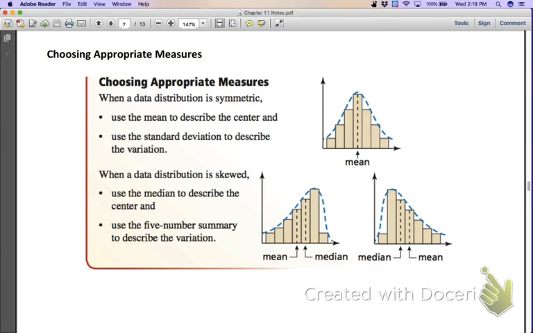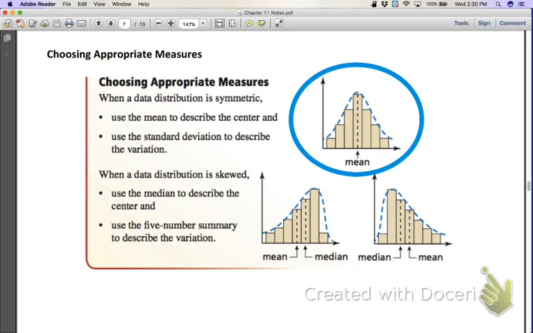Whenever we want to choose the appropriate measures, like when I look at test grades, whenever the mean and the median are about the same, that's going to be pretty perfect. Whenever the mean is right in the middle and the median is probably right there, it's going to be pretty symmetric. It's going to look a lot like our top one here.